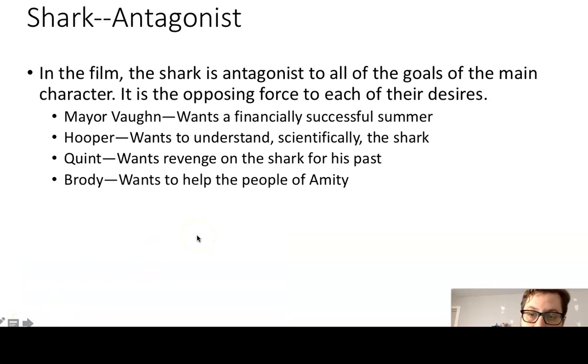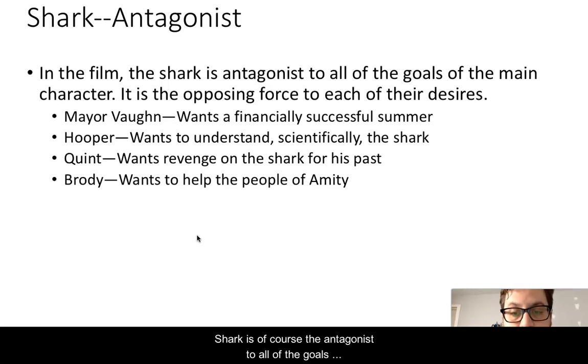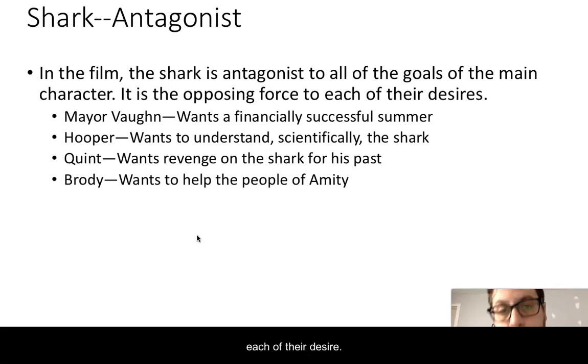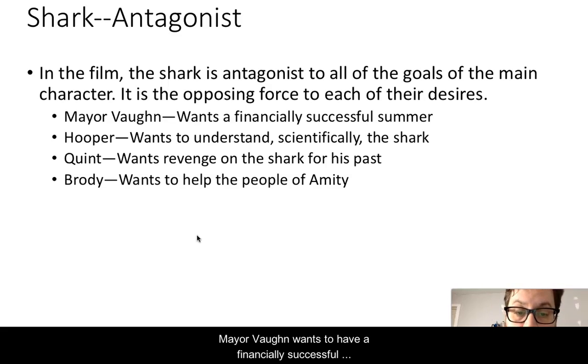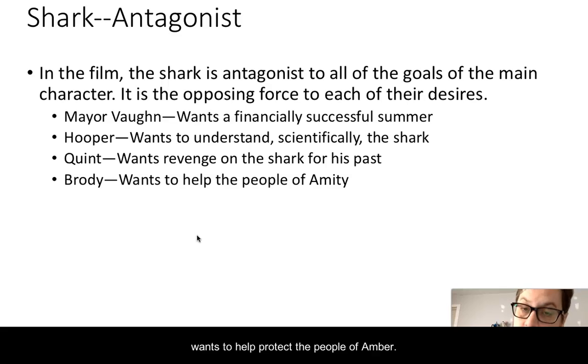So now the shark. The shark is, of course, the antagonist to all of the goals of the main characters. The shark is the opposing force to each of their desires. Mayor Vaughn wants to have a financially successful summer. Hooper wants to understand scientifically the shark. Quint wants revenge on the shark for his past, and Brody just wants to help protect the people of Amity. And the shark represents an opposing force to all of these goals.